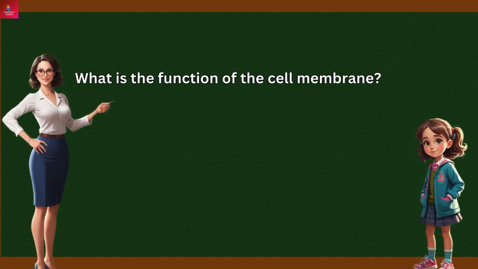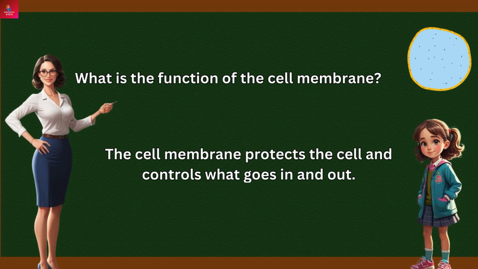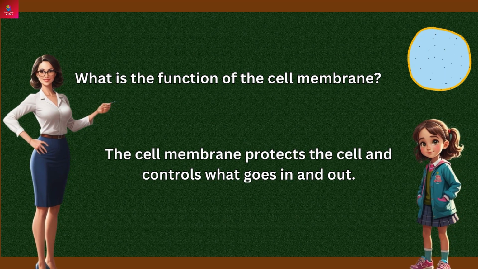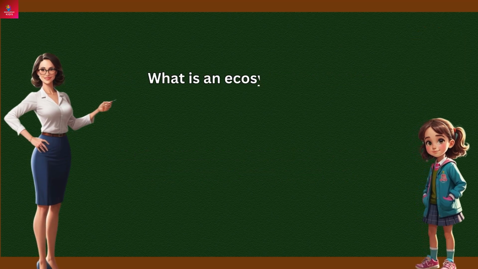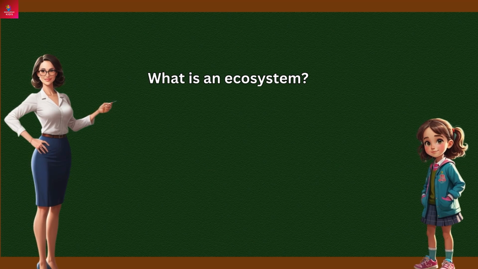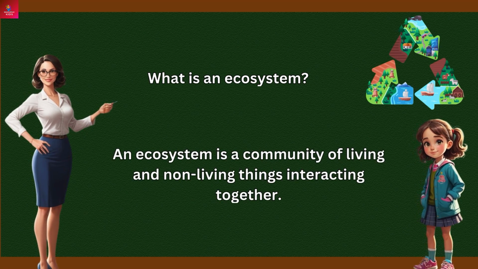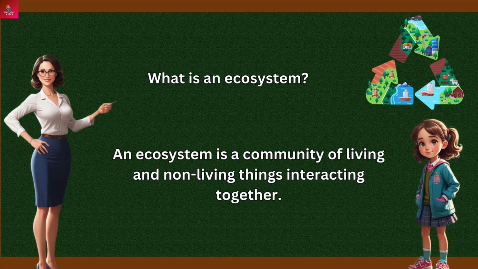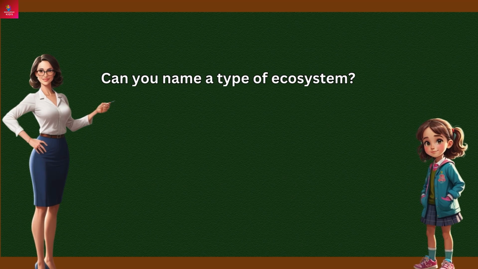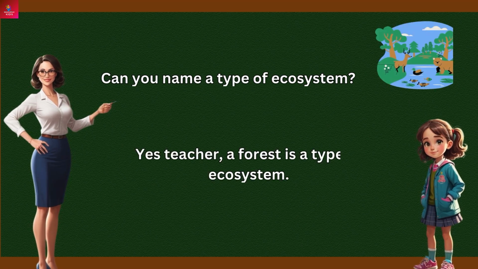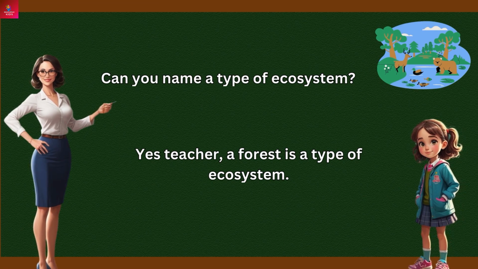What is the function of the cell membrane? The cell membrane protects the cell and controls what goes in and out. What is an ecosystem? An ecosystem is a community of living and non-living things interacting together. Can you name a type of ecosystem? Yes, teacher. A forest is a type of ecosystem.